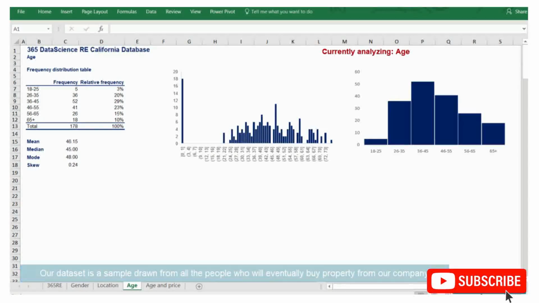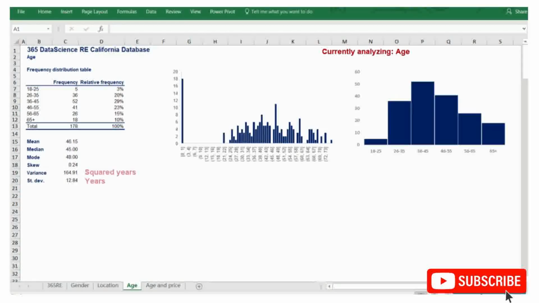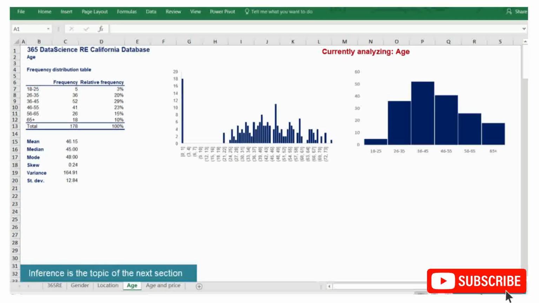Let's compute both the variance and the standard deviation. The former is measured in squared years and the latter in years. So I suggest we stick with the standard deviation then, shall we? The result is around 13 years. This shows us how dispersed the data is. What inferences can we make from this result? Well, that's the topic of the next section, so we will have to halt here.